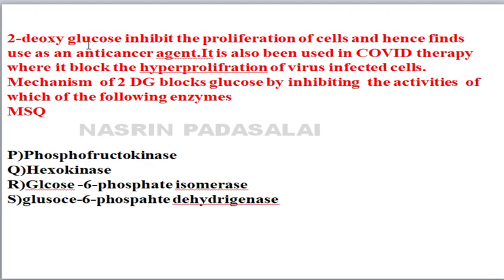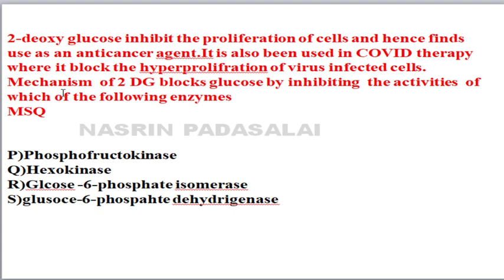Next thing is 2-deoxyglucose inhibits the proliferation of cells and hence finds use as an anti-cancer agent. This 2-deoxyglucose is involved in inhibiting the proliferation of cells. As a result, it is used as an anti-cancer agent. And this 2-deoxyglucose is also used in COVID therapy. Yes, DRDO is an institute in India, and they synthesized this 2-deoxyglucose for giving to COVID patients. And in COVID, it blocks the hyperproliferation of the virus.